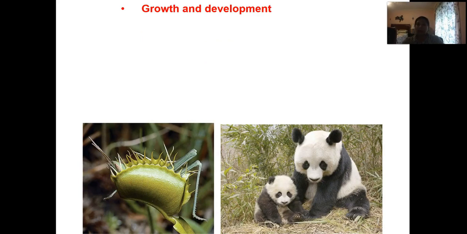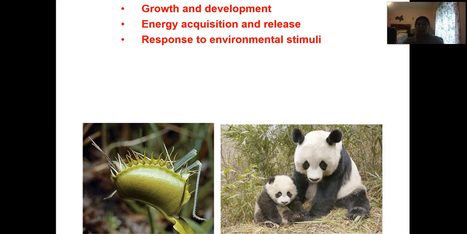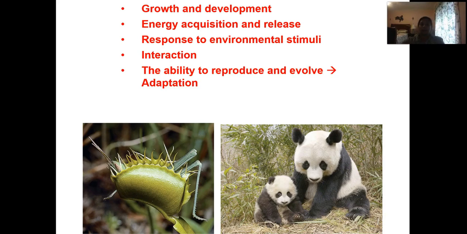Similarly, all living things are able to grow and develop. They are able to take in energy and then release it back after using what they need. And they are able to respond to environmental stimuli. So they are able to respond to when they're touched or when they receive heat or light or perceive any other changes in their environment. Most organisms, you will see, will be interacting with their environment, both with the living as well as the non-living things that are present within that ecosystem, within that environment.